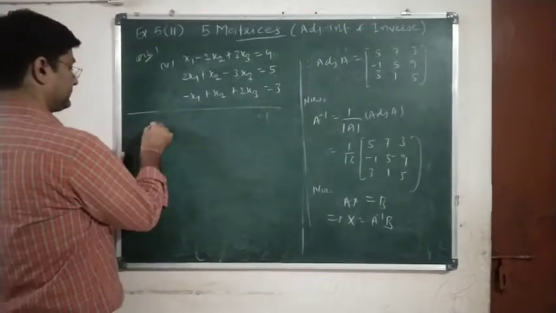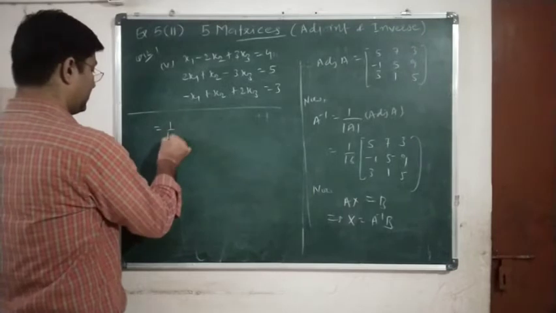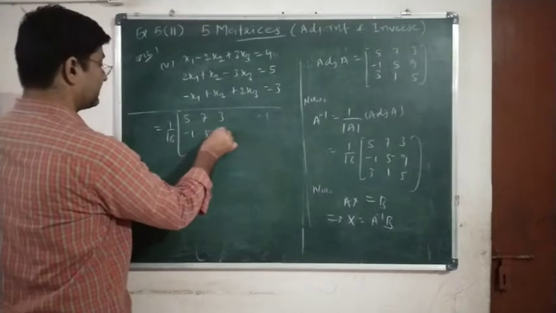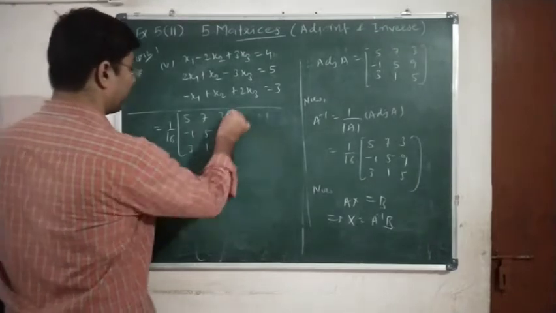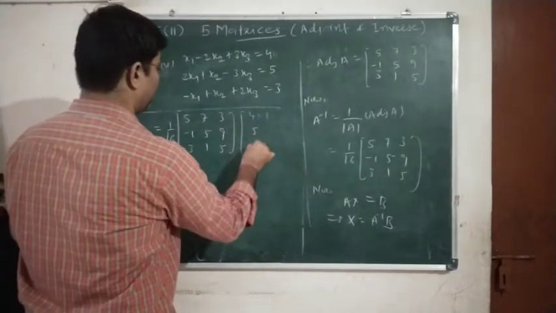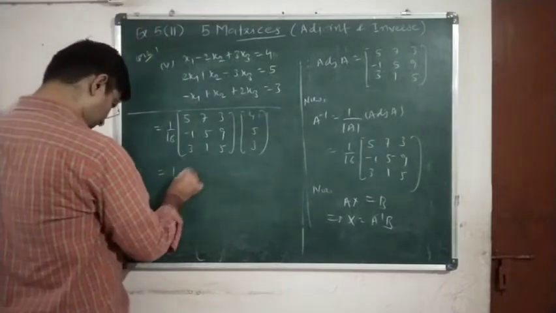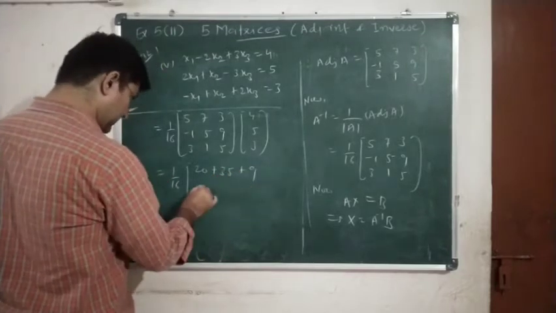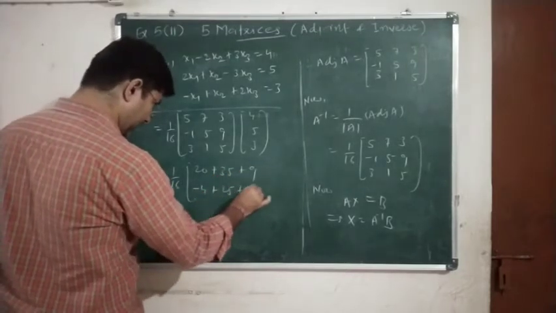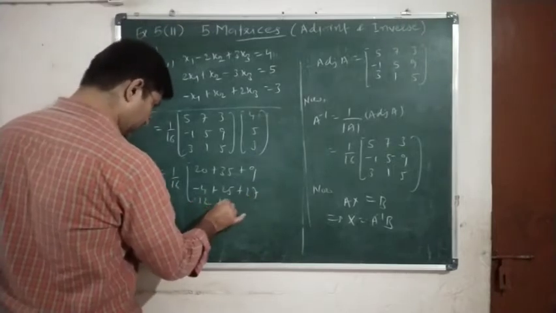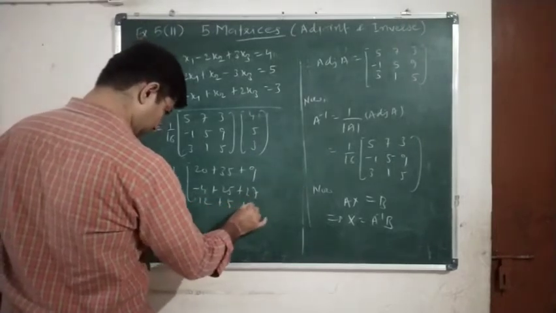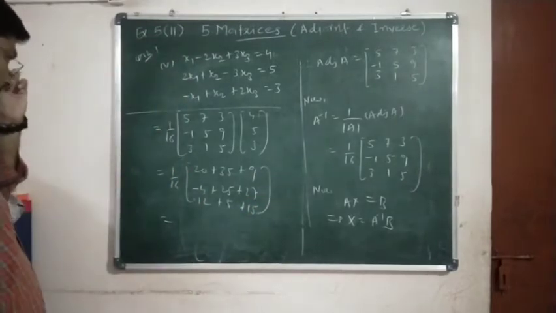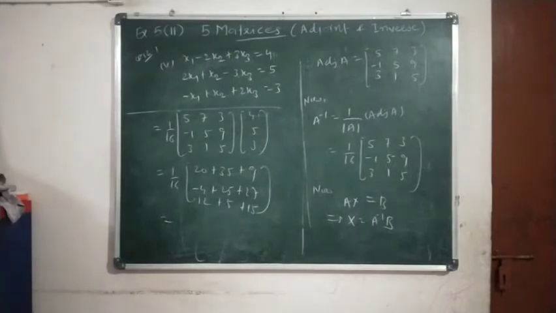Okay, so X is equal to A inverse, 5, 7, 3 minus 1, 5, 9, 3, 1, 5 into 4, 5, 3. 9 minus 4 plus 25 plus 27 plus 5 plus 15, 3 4s are 12, 1 5s are 5.